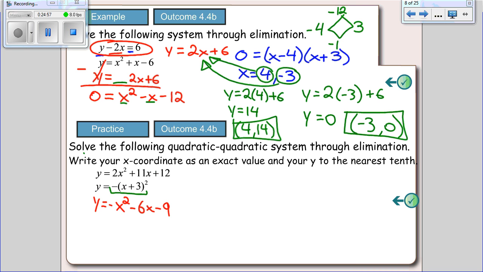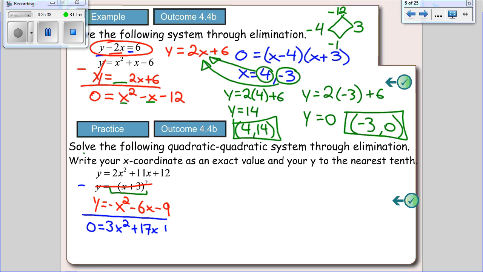We then make sure our things are all in a line. They are. We have our y's, and then our x squares, and our x's, and our constant. The y's are the exact same, so we're going to subtract. That's going to give us 0 equals 2x squared minus a negative x squared will be 3x squared. 11 minus negative 6x is going to give us plus 17x. And then 12 minus negative 9 is going to be plus 21. We have successfully done elimination because we're down to one equation with one variable.